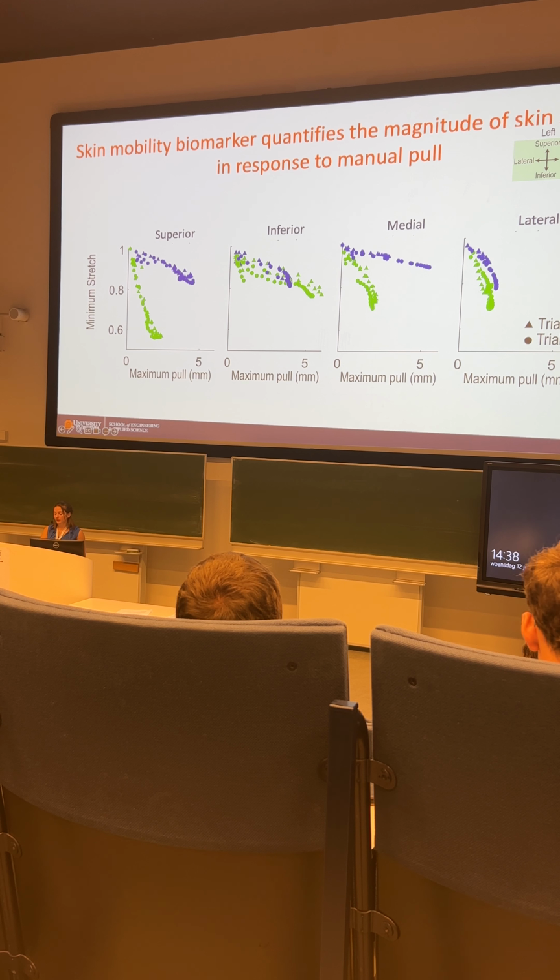We use the DIC method to measure the magnitude of pull delivered in each of the 4 directions. The skin mobility biomarker is then defined as the relationship between the minimum surface stretch and the maximum pull for each of those 4 directions. This data is from 1 participant over the course of 2 trials and illustrates clear bilateral separations in the superior and medial directions.